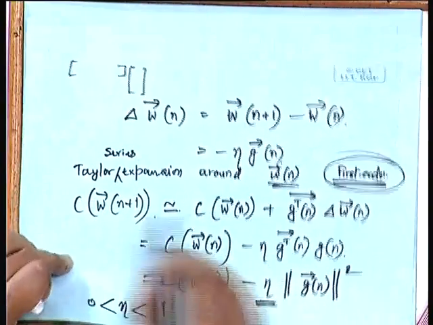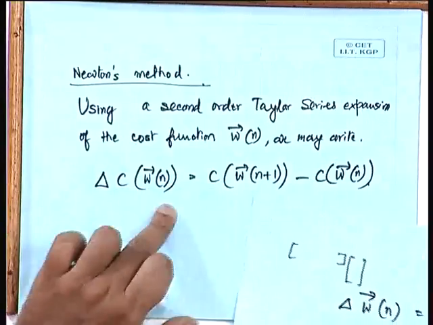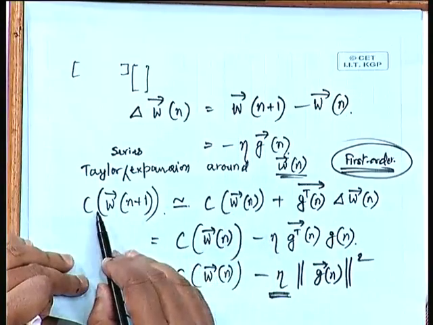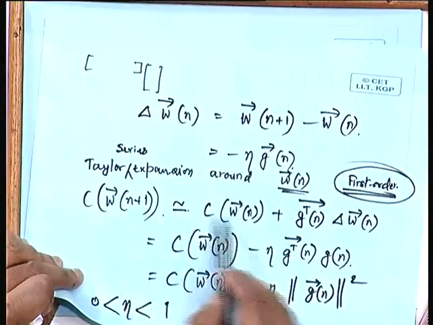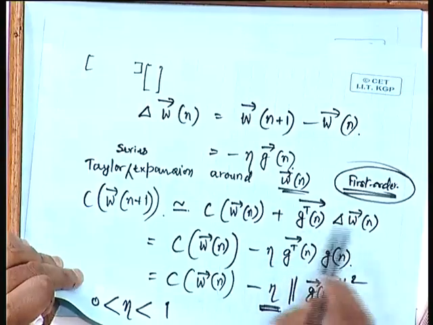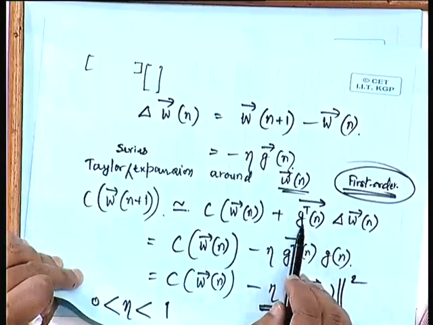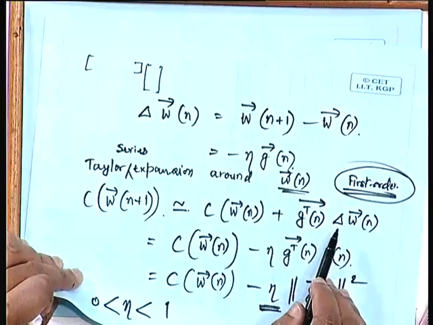This is the cost difference, and in the earlier case also it was a cost difference only. In the earlier case, delta C W n was C W n plus 1 minus C W n, which was simply the first order term. So, G T n delta W n was the only term in delta C, but in this case this G T W n will remain, and with that we will have a second order term, right. So, what is that?